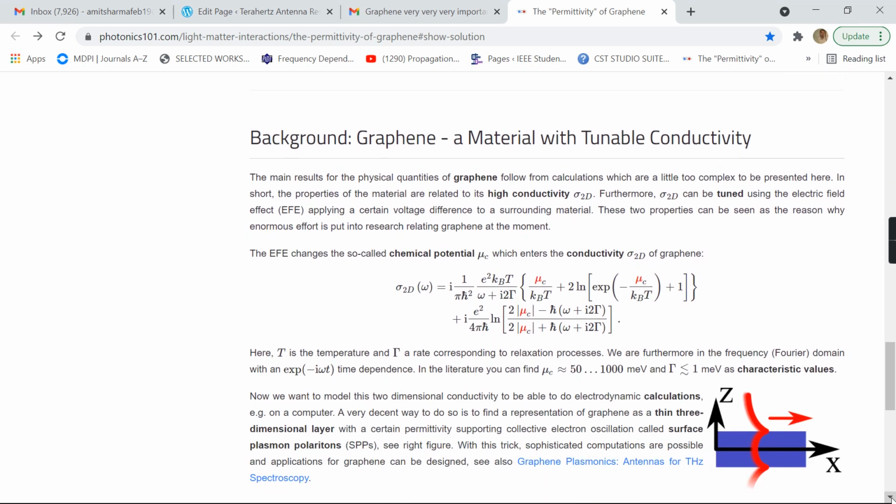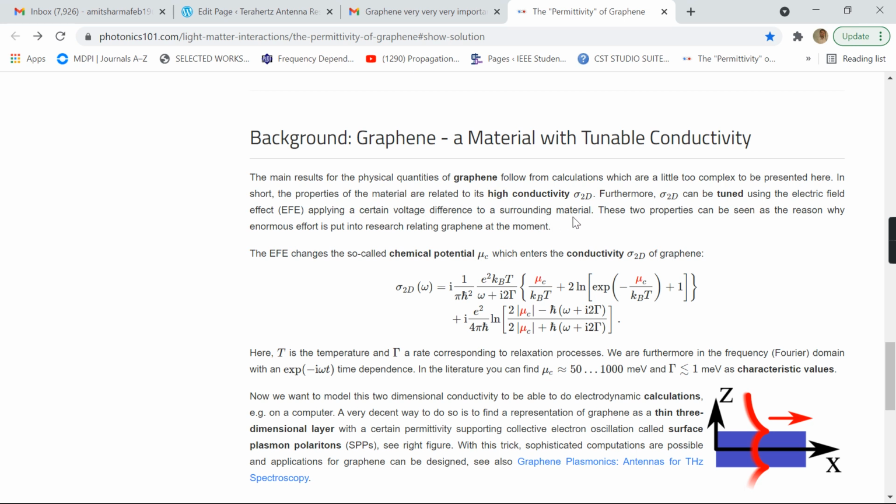Now they have given some background of graphene also. Background: graphene, a material with tunable conductivity. Here they have talked about its tunability. The main results for the physical quantities of graphene follow from calculations which are a little too complex to be presented here. So they are showing the complexity of graphene's conductivity. That's why they are giving it in short. In short, the properties of the material are related to its conductivity sigma 2d. Furthermore, sigma 2d can be tuned using the electric field effect, applying a certain voltage difference to a surrounding material.